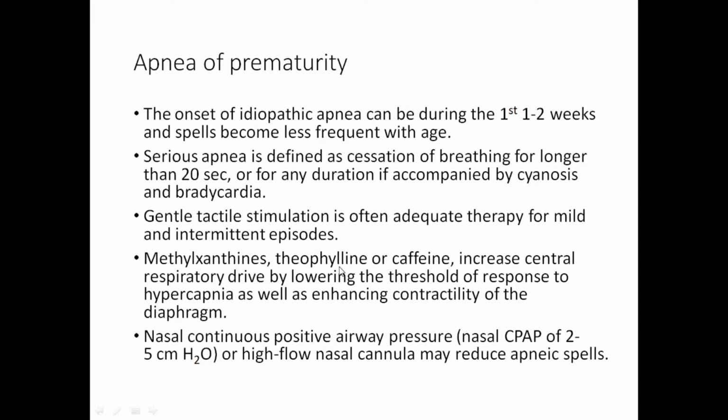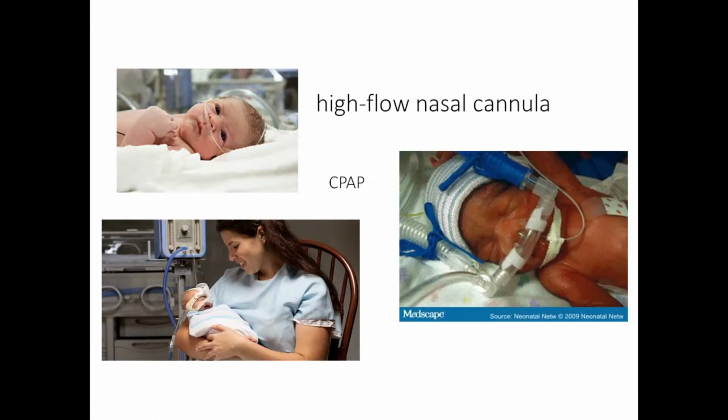Methylxanthines, such as theophylline or caffeine, increase central respiratory drive by lowering the threshold of response to hypercapnia as well as improving contractility of the diaphragm. Nasal continuous positive airway pressure, nasal CPAP, or high flow nasal cannula may reduce apneic spells.